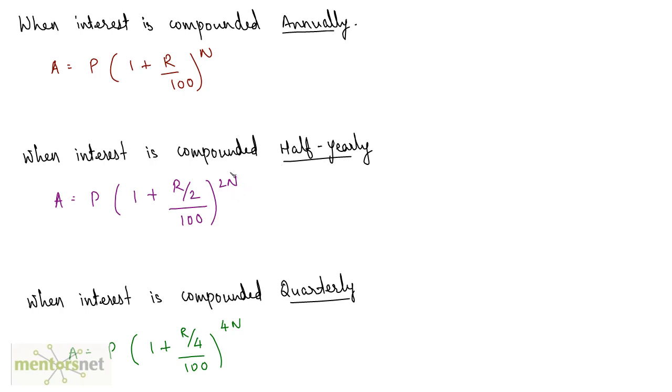Now obviously when the interest is compounded half yearly, you are going to halve the rate. Now why did you double the time period? Because 2 half years is 1 year. That's why we doubled the time period. Now same is the case when the interest is compounded quarterly. So the rate will be divided by 4 and the time period will be multiplied by 4. Right? So you should remember these formulas. If you remember them, it becomes very easy to solve problems.